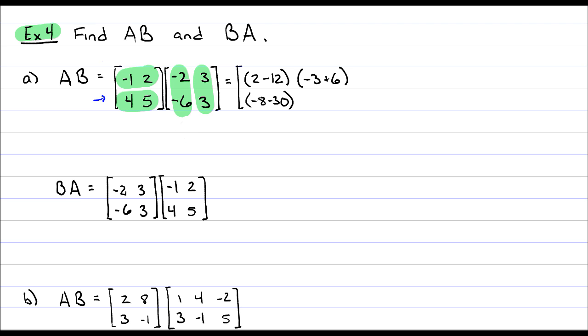And then finally, to get the last entry, that's in the second row, second column, I use the second row and the second column, and I multiply them together. 4 times 3 is 12, plus 5 times 3 is 15. Okay, so now I just add these entries together. I add everything together to get the final result, and I get minus 10, 3, minus 38, and 27.